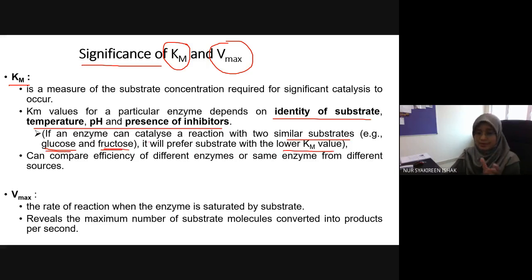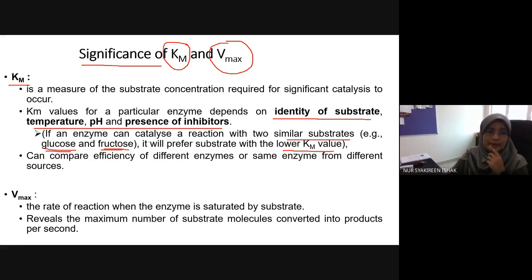Glucose and fructose are isomers, they have similar shape, okay. So the enzyme will only prefer the substrate with the lower Km value. Why? Because the substrate with the lower Km value will have higher affinity to bind to the enzyme to catalyze the reaction to produce more products, okay.